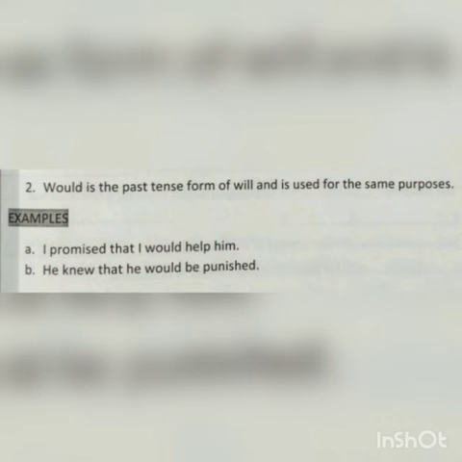Now here comes the second rule for would. Would is the past tense form of will and is used for the same purpose in the past. Its examples are: I promised that I would help him. He knew that he would be punished. So here would is used as the past form of will. It means he promised something in the past, that he will do something, and for that use of will in the past tense they have used would.